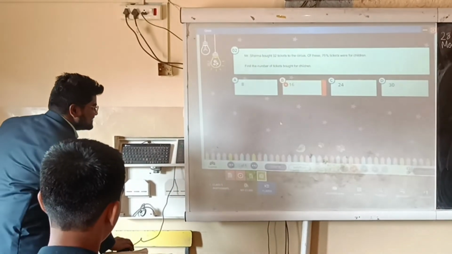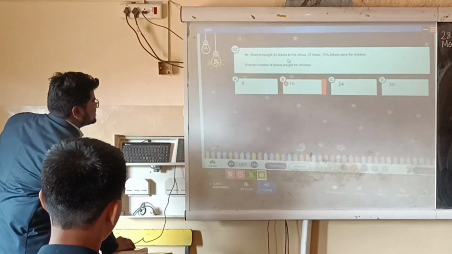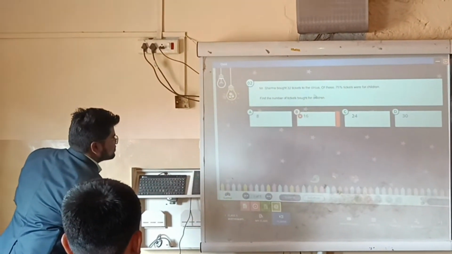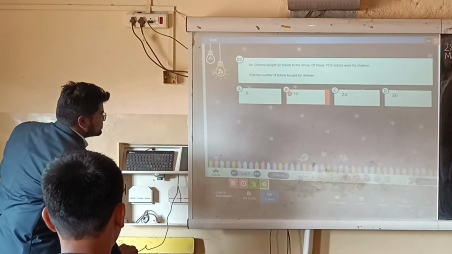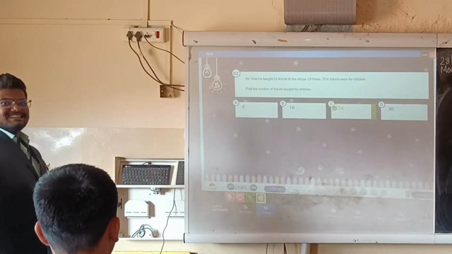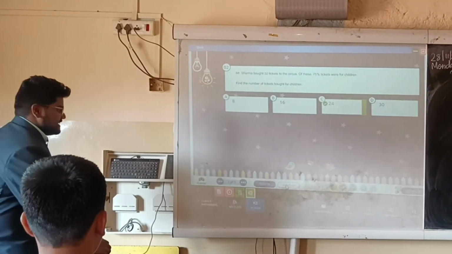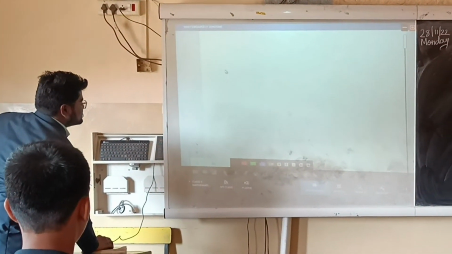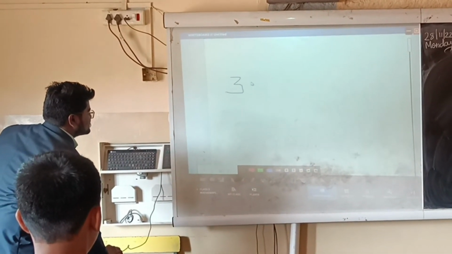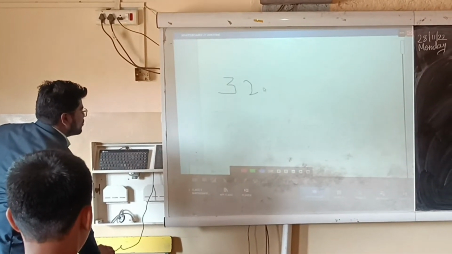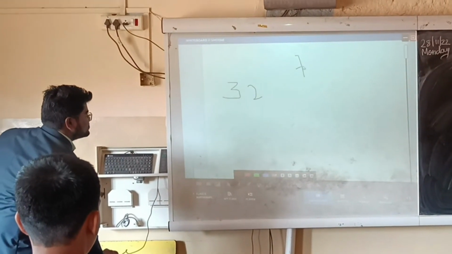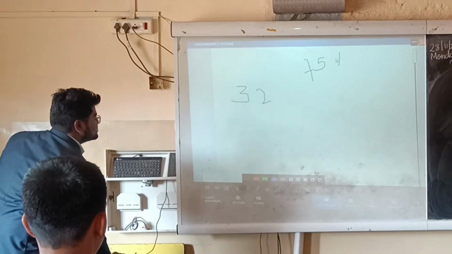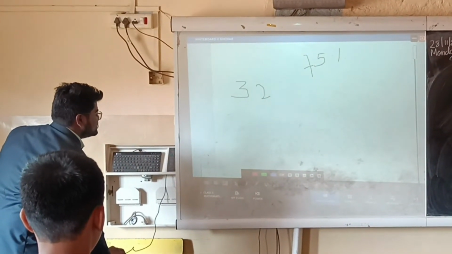Now let us try to calculate this. You have 32 tickets and 75% of 32 tickets are for children. Let us see the solution, and the correct answer is 24 tickets. I'm using the whiteboard. So we have 32 tickets, and of these 32 tickets, 75% are for children. So how are we going to write this?